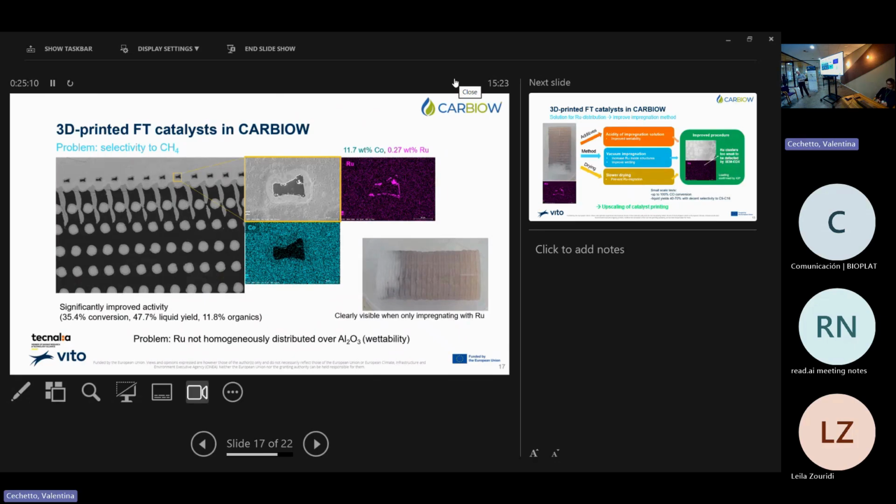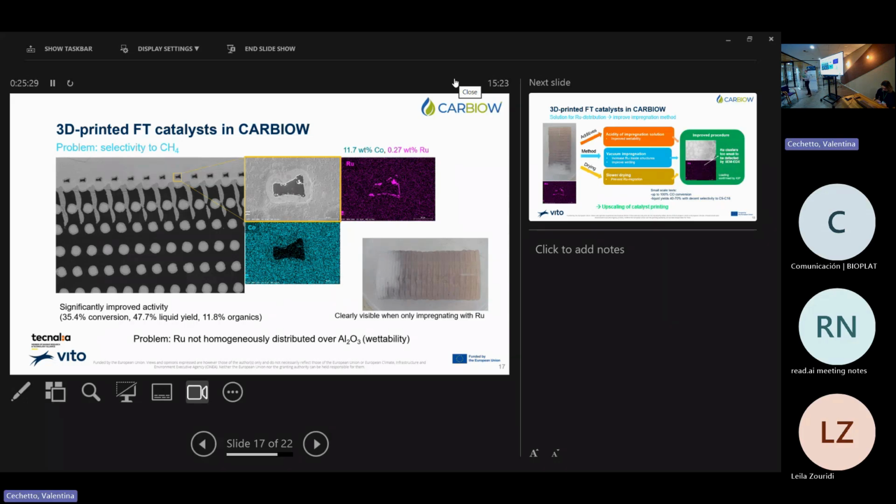Now, of course, we also have challenges. One of the challenges that we had was the selectivity to methane. So we got a decent conversion, decent liquid yield, but there was methane production, quite a lot actually. And if you have the cobalt impregnated catalyst calcined, it's a black catalyst.